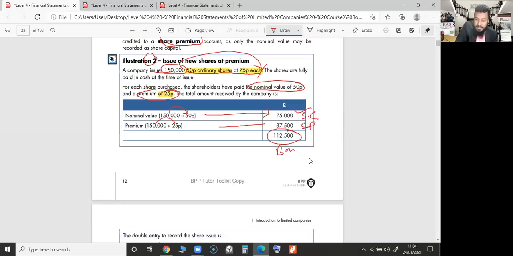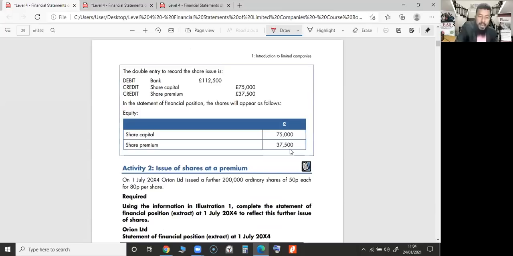Your bank is going up, debit, and the other two items are credit. They showed you here: bank debit 112,500, and share capital and share premium credit, with separate accounts.